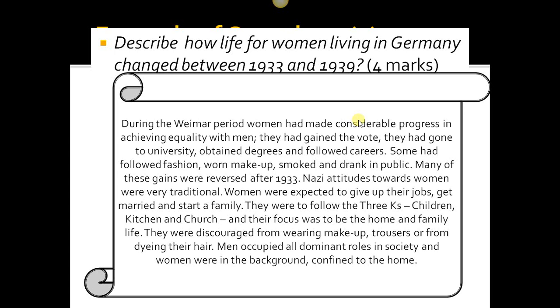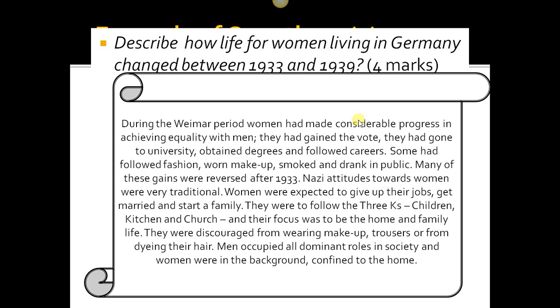During the Weimar period, women had made considerable progress in achieving equality with men. They had gained the vote, they had gone to university, obtained degrees, and followed careers. Some had followed fashion, worn makeup, smoked, and drank in public. Many of these gains were reversed after 1933, when the Nazi Party came into power. Nazi attitudes towards women were very traditional. Women were expected to give up their jobs, get married, and start a family. They wanted them to be domesticated.